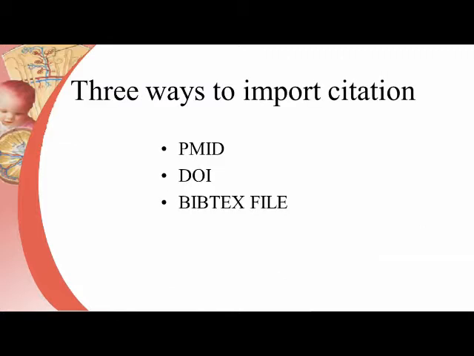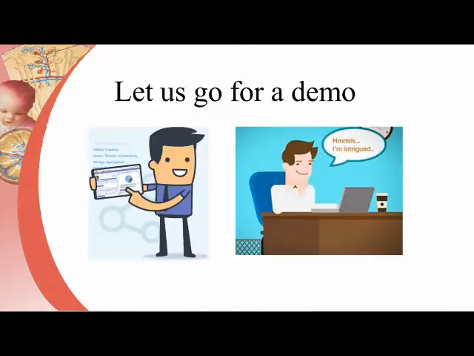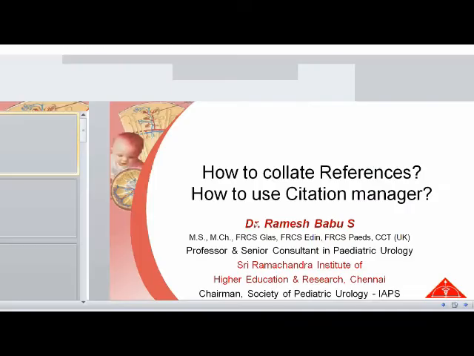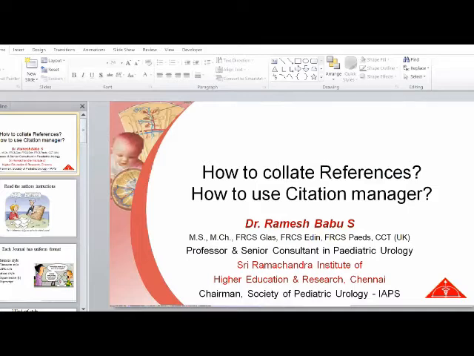So there are 3 ways to import the citation. One is to use the PMID, which is a PubMed identification number. Then you can use a DOI, which is a digital object identifier. Then you can also use what is called a BibTeX file. So there are 3 ways to import these articles. So now I will give a live demo of how this is done. I have already downloaded Mendeley. So I will go and show you how to download this.